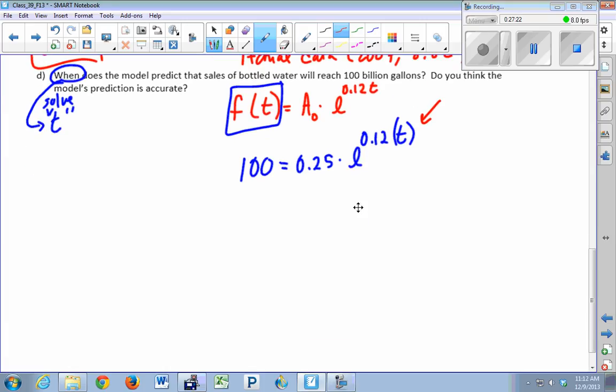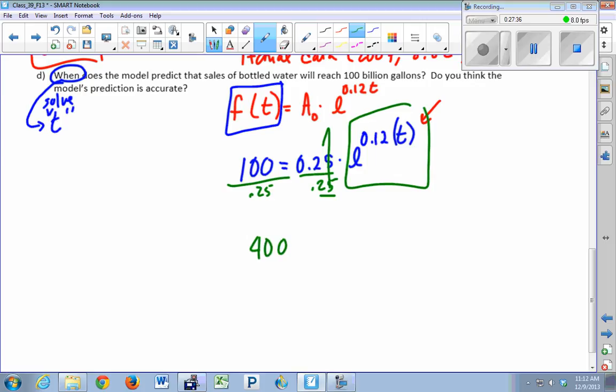So we got to solve this equation. You want to isolate your exponential. So you divide both sides by 0.25. That gives you a nice 1 right there. And 100 divided by a quarter is 400. Equals e to the 0.12 t. And we want to get t out of the exponent there. We want to bring it down, sort of like thinking about typing, or it's now a superscript. We want to bring it down.